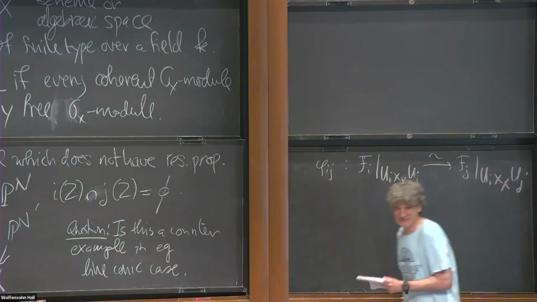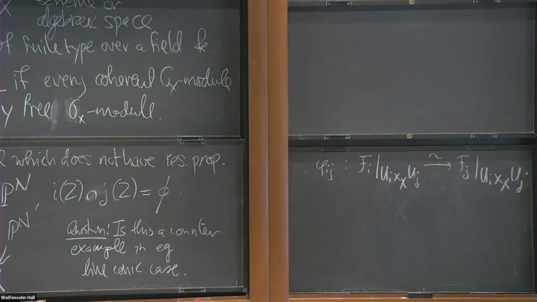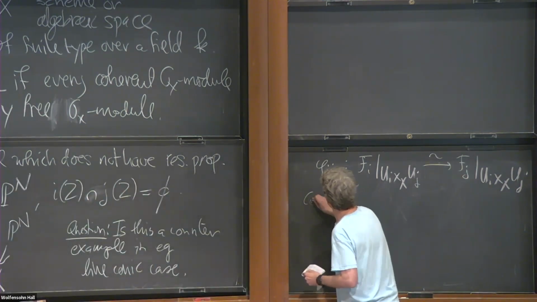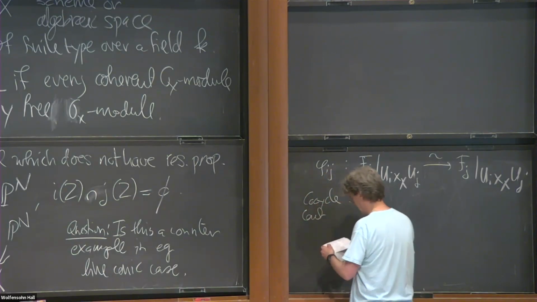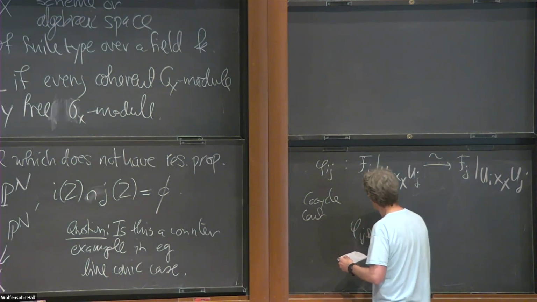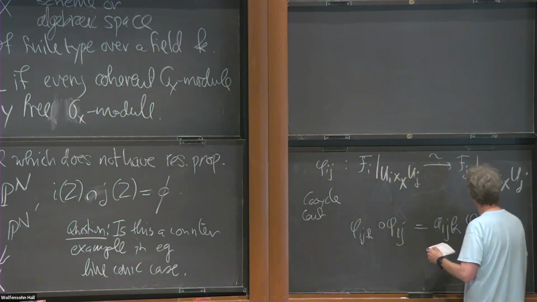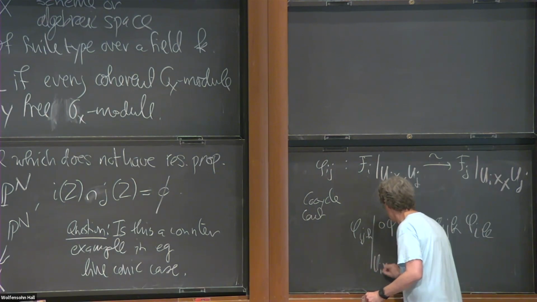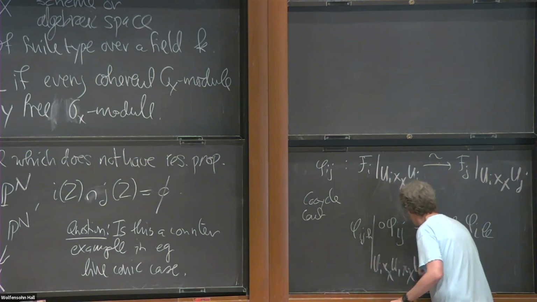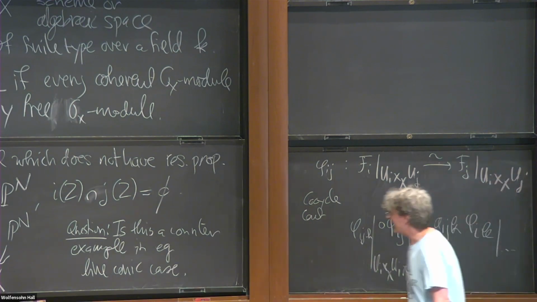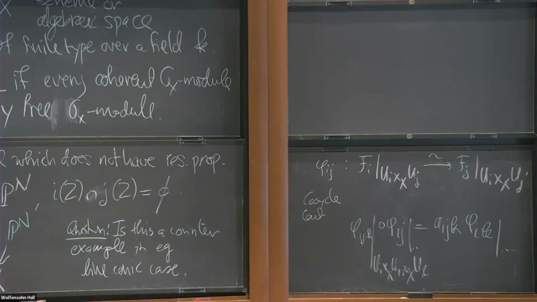Then you say, well, they shouldn't satisfy the cocycle condition, but they should satisfy it up to the cocycle. So the cocycle condition is phi_jk post-composed with phi_ij should be a_ijk times phi_ik. And this should be, of course, on U_i cross_X U_j cross_X U_k, so you have to restrict everywhere. And then you've got a category, it's an abelian category, and it works exactly like crossed-graded modules. There's no mystery.